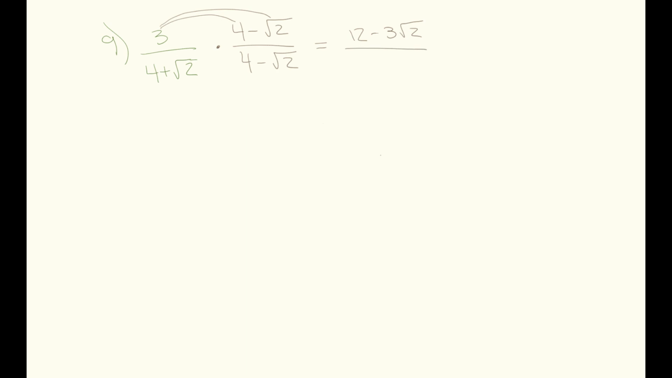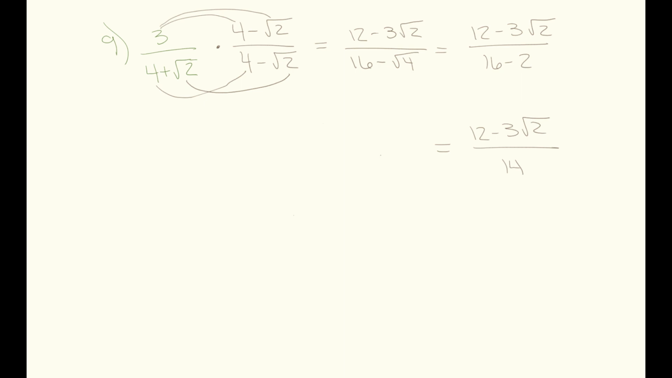We know that when we multiply conjugates, the two inner terms cancel each other out, so I can just multiply 4 times 4, and the square root of 2 times the negative square root of 2, which would be negative square root of 4. So I would get 12 minus 3 square root of 2 over 16 minus 2, which is going to simplify to give us 12 minus 3 square root of 2 over 14. And I can't do anything with that.